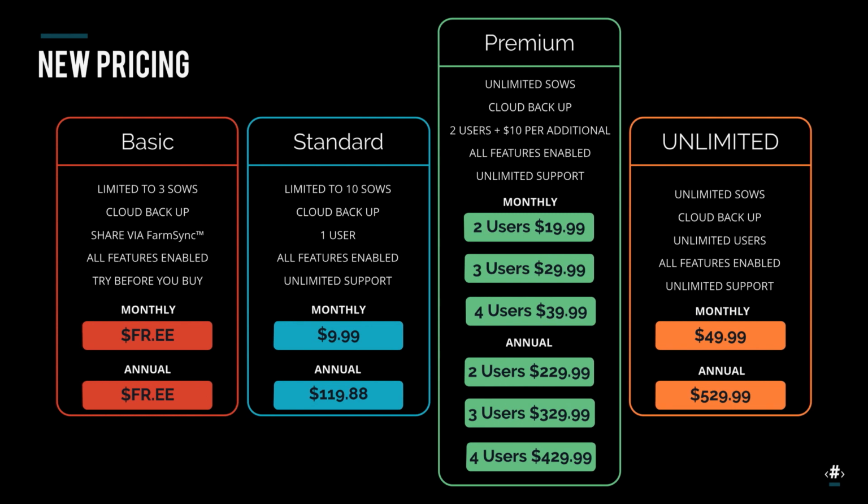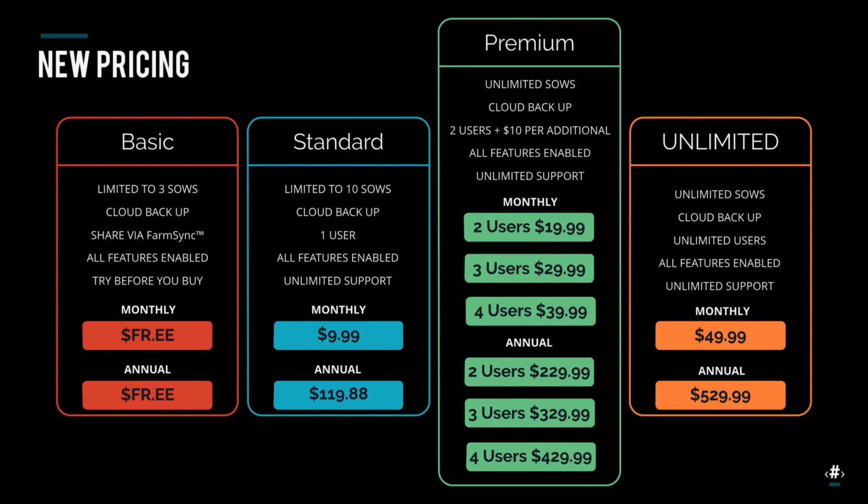You can also, of course, pay annually. We have a lot of people that just want to pay at one time, so they don't have to worry about, am I paid? When do I pay? And have to make sure that they're constantly updating it. We welcome you to be able to do that. So 2 users is $229, 3 users is $329, 4 users is $429.